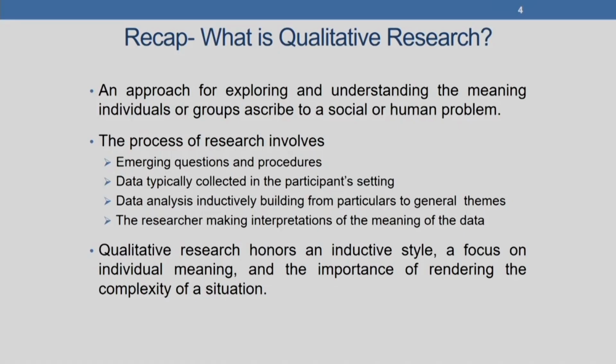We also studied in the paradigms of development research methods what exactly is qualitative research, and we came up with a brief definition of it. It is nothing but an approach for exploring and understanding the meaning individuals or groups ascribe to a social or human problem, and the process of qualitative research involves some of the following features. One is, what are the emerging questions and procedures? The data is typically collected in the participants' setting.